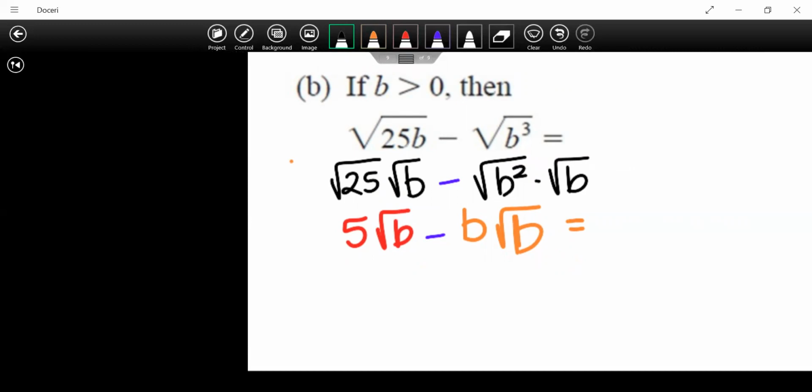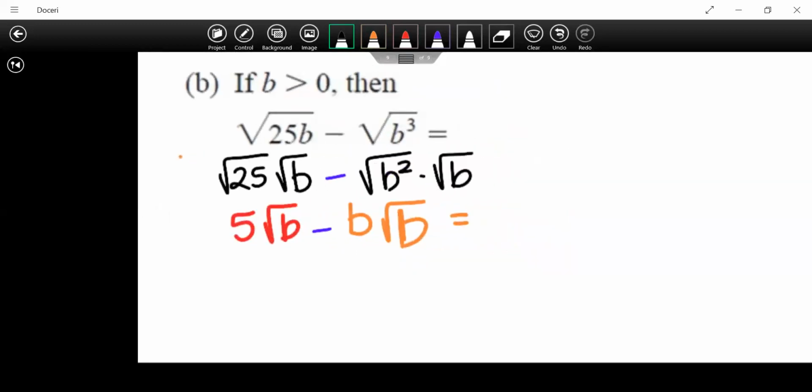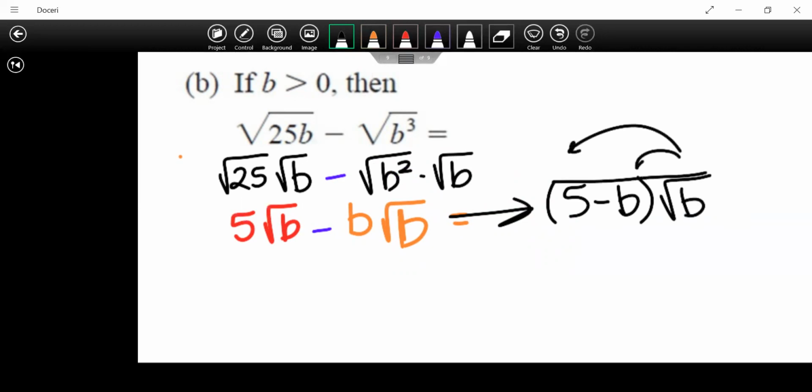I see what you're trying to do there. Okay. If you want to simplify it one more step, just like I did in the other one, it would be 5 minus b times root b. Right? Because if you were to distribute that back in, it would look the same way. But because 5 and b can't be simplified, we just leave it as it is. Does that make sense?